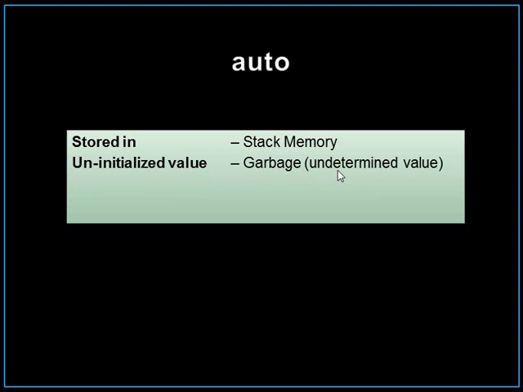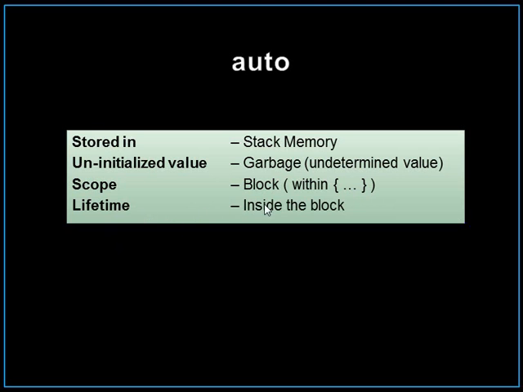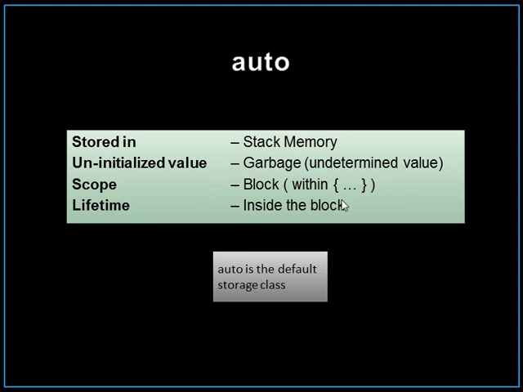It can be anything. The scope we looked at is defined by the block in which it is declared, right, within the braces. The lifetime is inside the block. Once the control goes outside the block, you cannot access, you cannot use the variable, right? The variable dies after the control goes out of the block. Life and scope are very closely related terms. Auto is the default storage class, we know this.